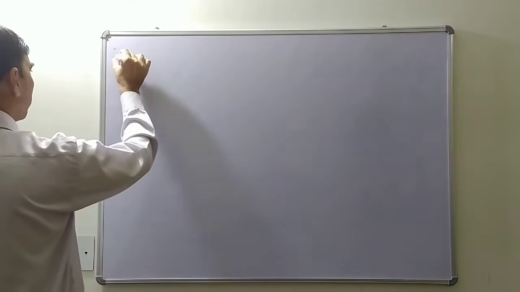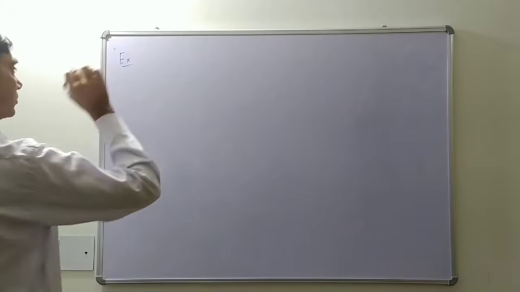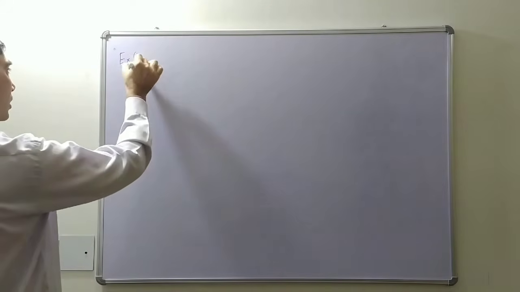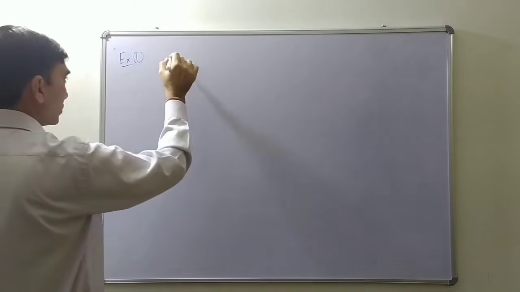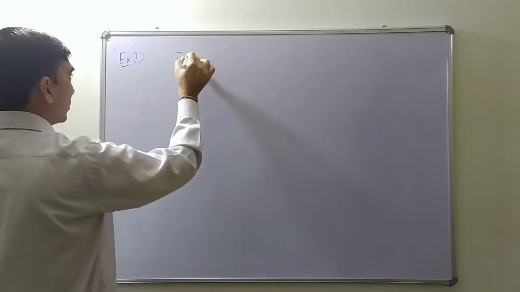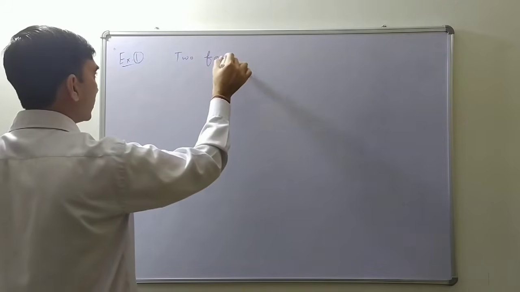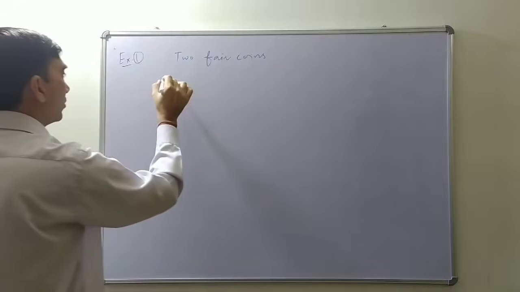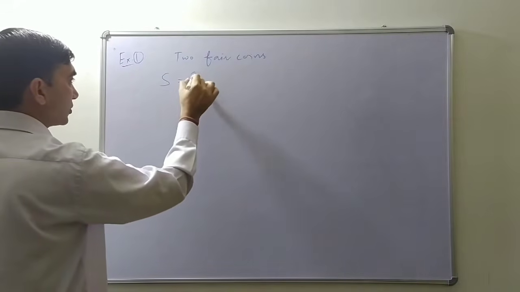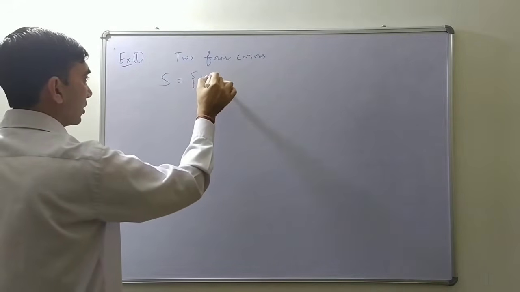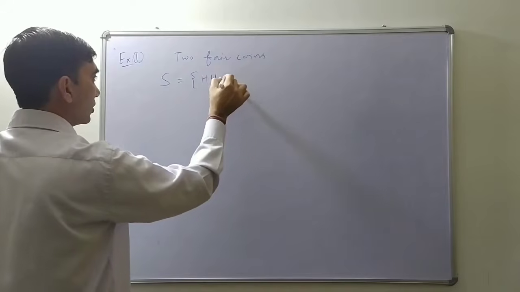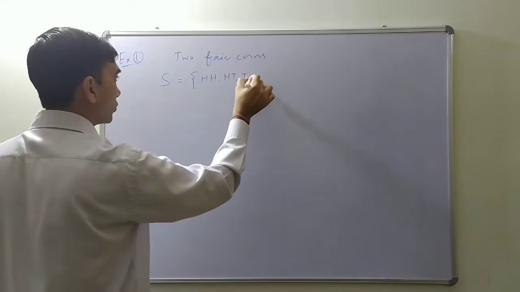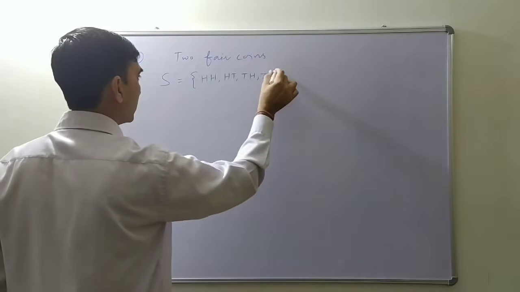Example 1. Suppose we toss two fair coins, then you know the sample space is S equal to HH, HT, TH, TT.